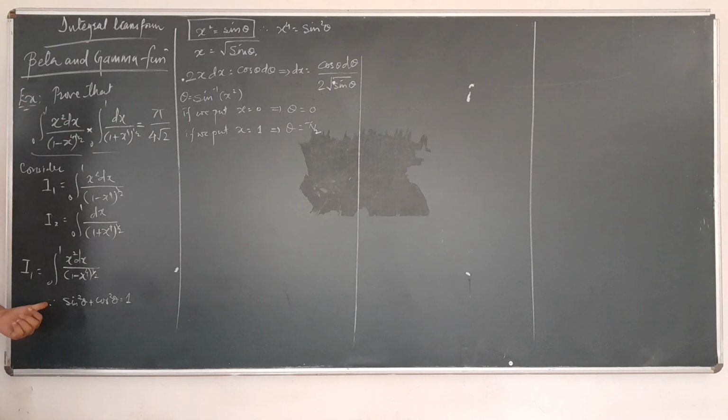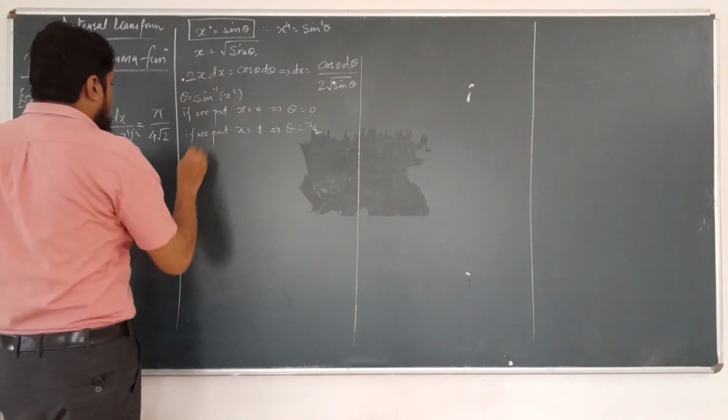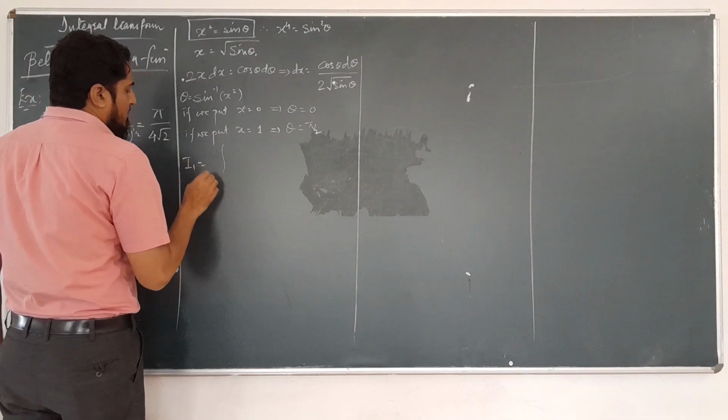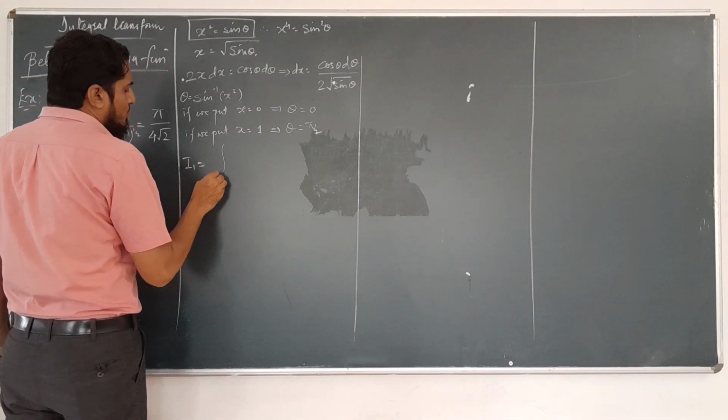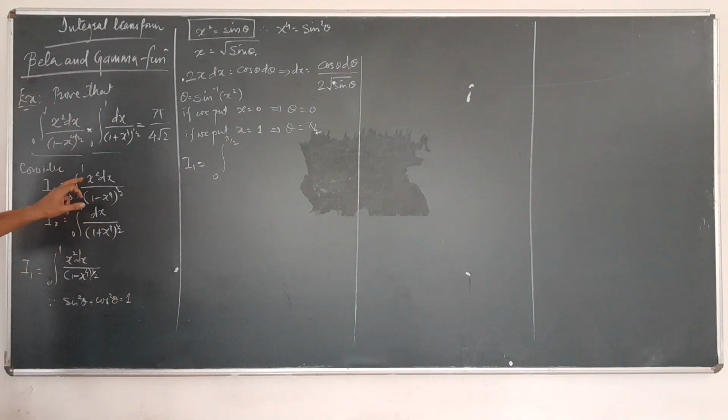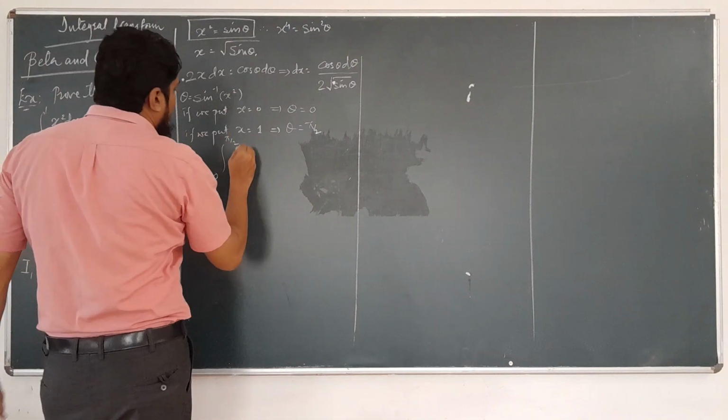Now we are going to put all the values in I1. So the limits change to 0 to pi by 2. Then we have x square. X square means sin theta.